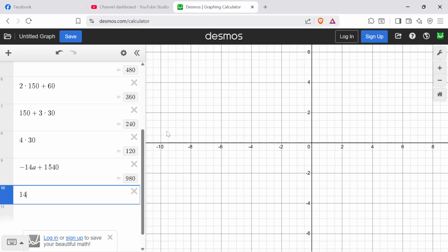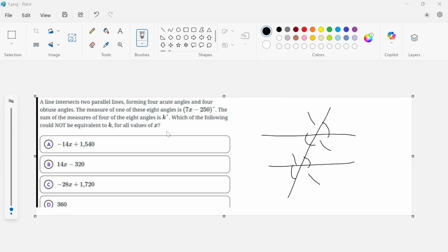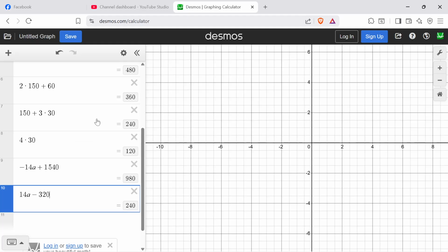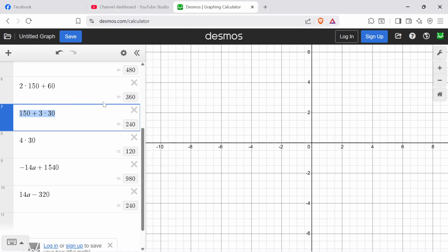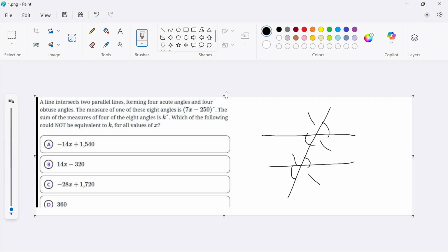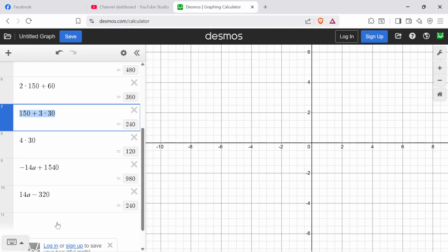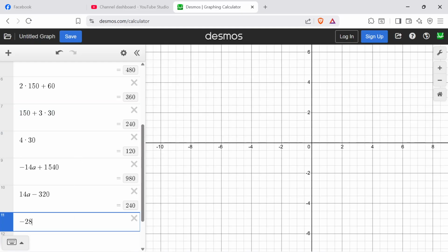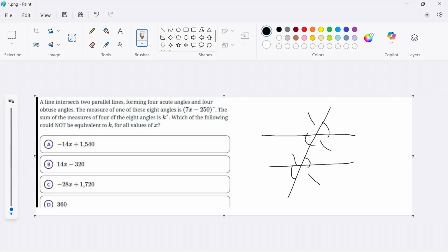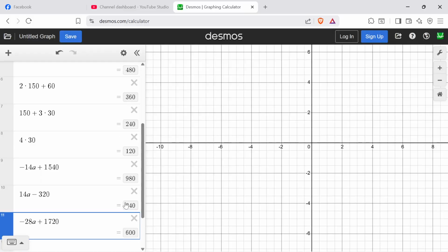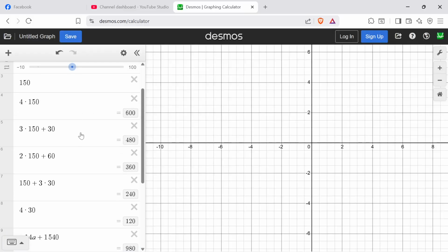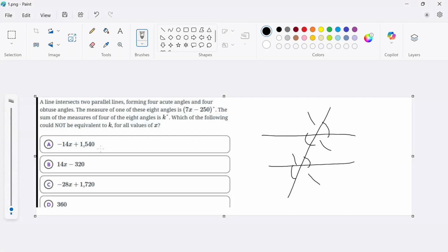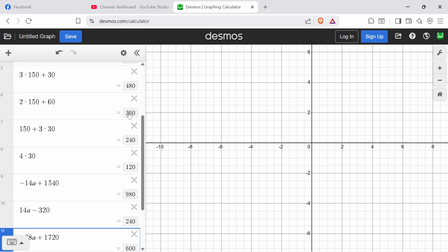14x minus, or 14a minus 320. 240, yep, 240 is one of them. It's this one. 3 of the 30s and 1 150. Minus 28a plus 1720. I'm using a because otherwise it would want graphs and it wouldn't work. I wouldn't be able to make a slider. So that's 600. Did I have a 600? Yes, I did. 4 times 150. And then 360. And yes, there is a 360 there.